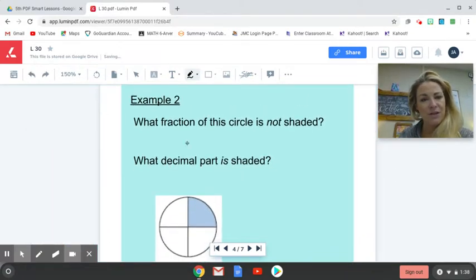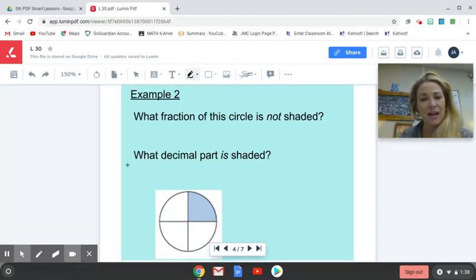What fraction of this circle is not shaded? So taking a look at this circle now. What fraction is not shaded, and then what decimal part is shaded? So let's just consider that first question. What fraction of this circle is not shaded?